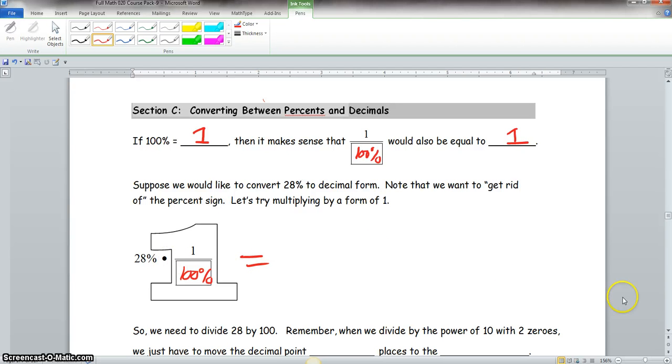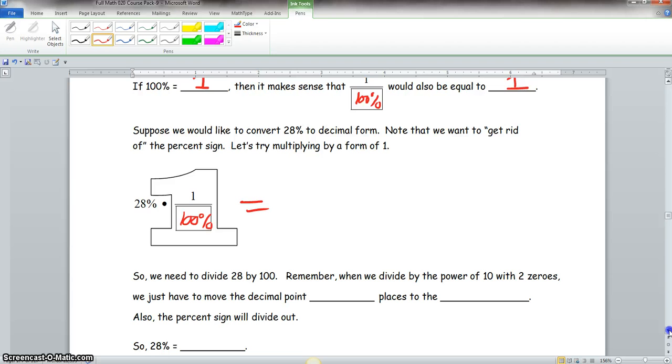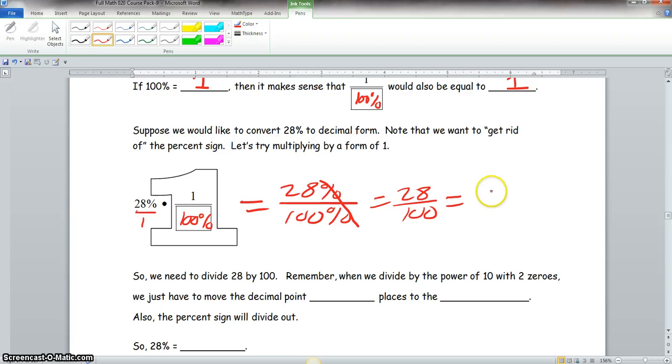So 28%, we could put this over 1, and that would give us 28% over 100%. Now these percents would simplify out, and we know it'll be 28 over 100. And we know when we divide by a power of 10, we have to move the decimal 2 places to the left. So it's going to be a decimal at the end here. So we'll move it 2 places to the left, and we would end up with 0.28, no percent sign.